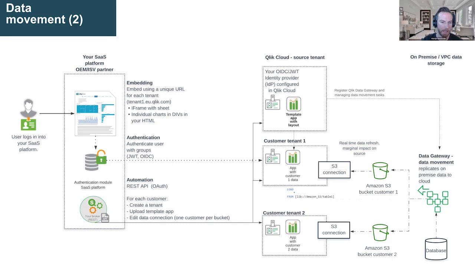The user will log in into your SaaS platform. They will see Qlik Sense embedded using an iframe or div tag. Your SaaS platform will now forward the user's identity to Qlik Cloud using JWT or OIDC. Your SaaS platform will also configure a tenant for each of your tenants using the REST APIs. So if you now look at the right side, you'll see that we have created a tenant for each of your tenants. So I have customer tenant 1 and tenant 2.